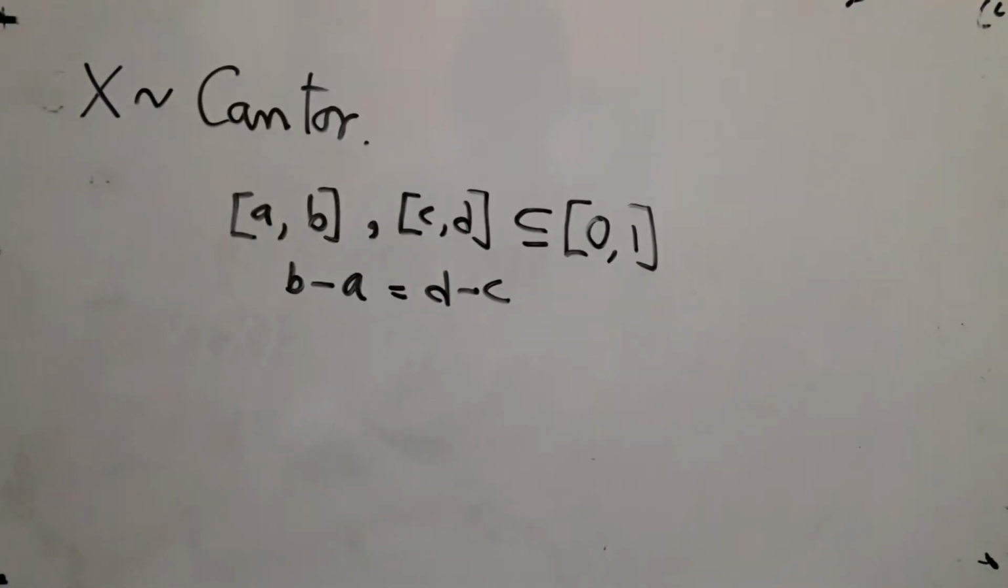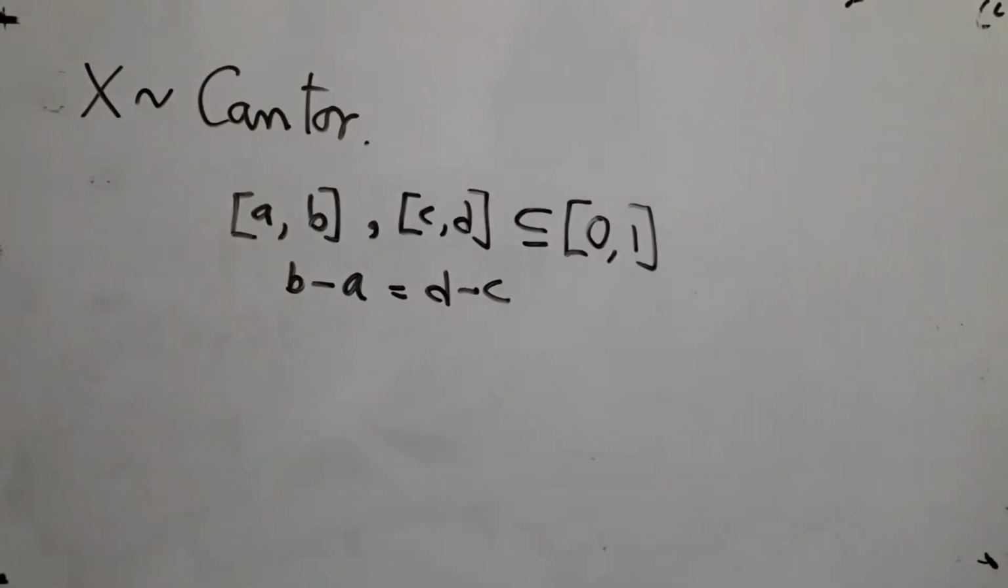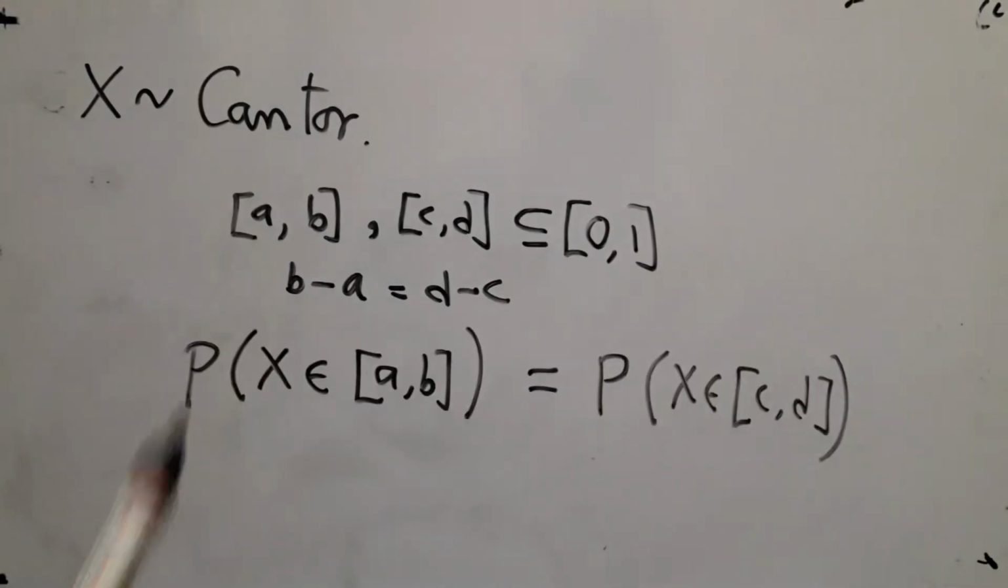This exercise is about trying to have an intuitive feel about the Cantor distribution as the uniform distribution over the Cantor set. So I am going to ask you a true or false question. I start with two closed intervals inside [0, 1] such that their lengths are the same. My question is, is this statement true? The probability that X lies in [A, B] is the same as the probability that X lies in [C, D]. Is this statement true or false?